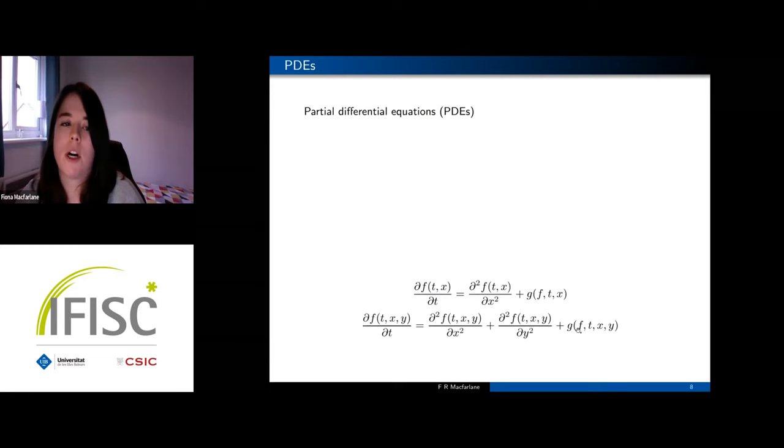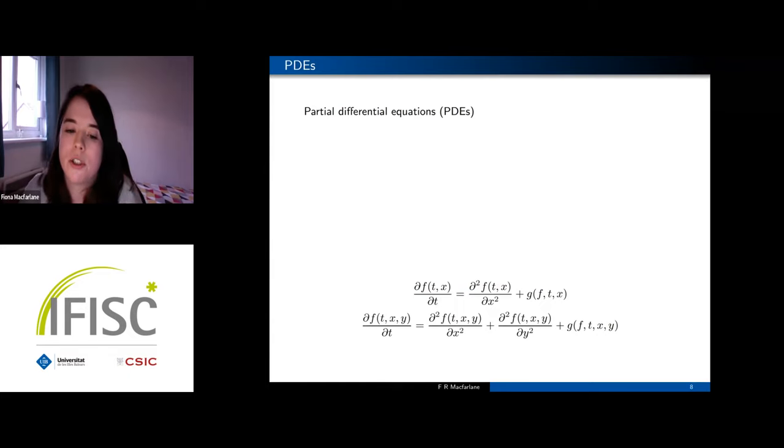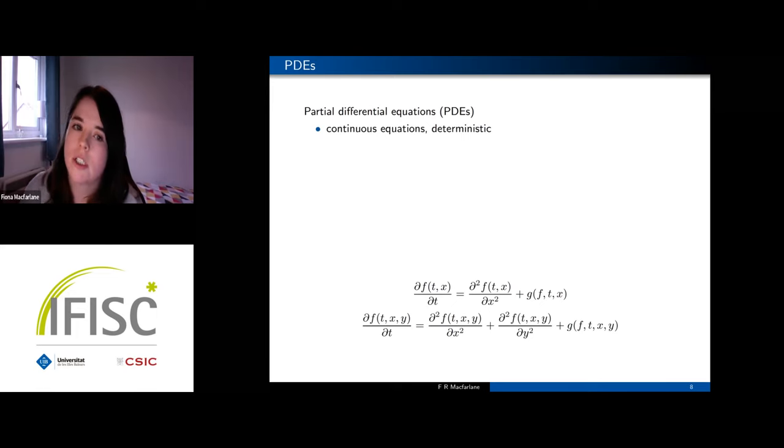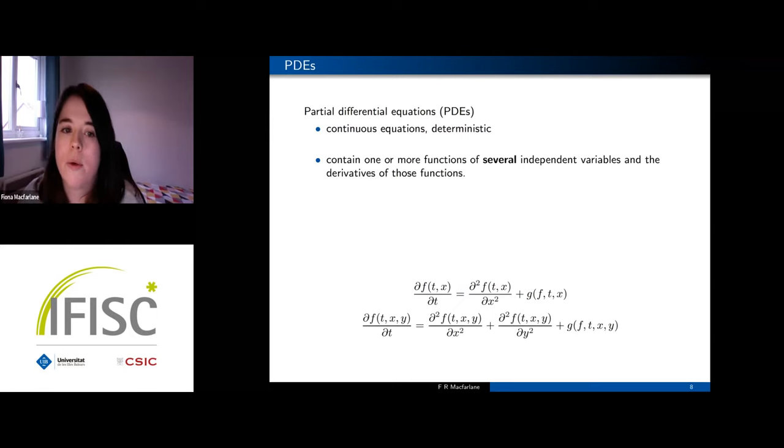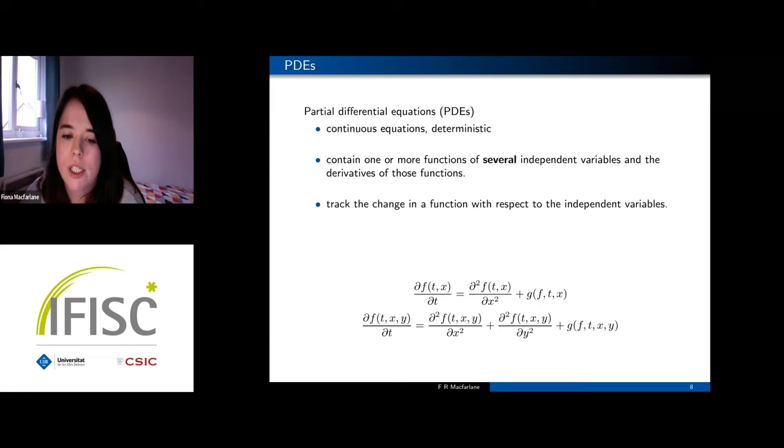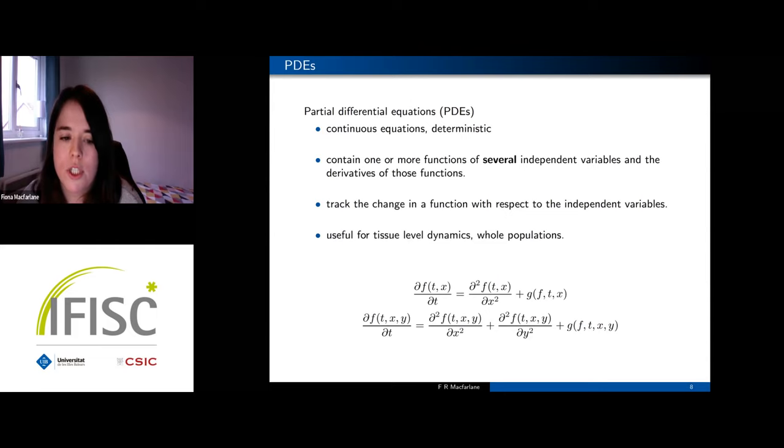So PDEs or partial differential equations is a common approach to modeling cell populations, where these partial differential equations are continuous and deterministic. These contain one or more functions of several independent variables and the derivatives of those functions, and allow us to track the change in a function with respect to these variables. So in the context of cell populations, for example, we could track cell density over time and space. So these models are useful for tissue level dynamics and whole populations.